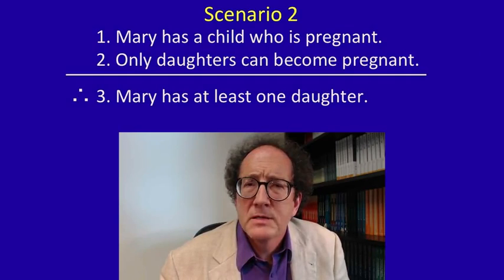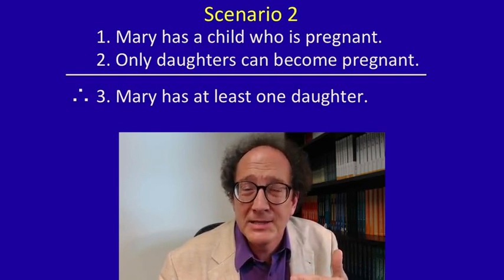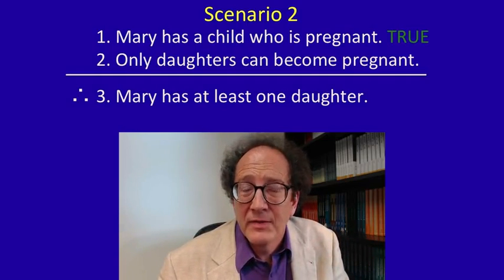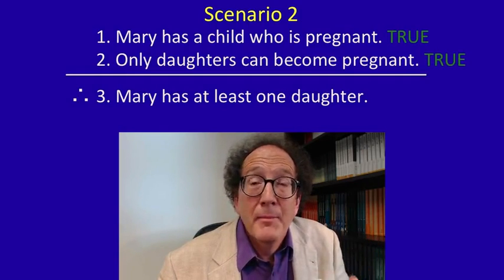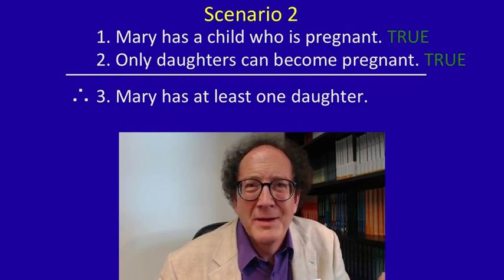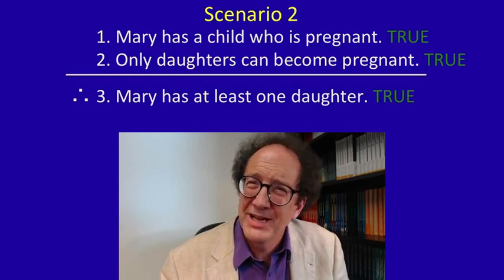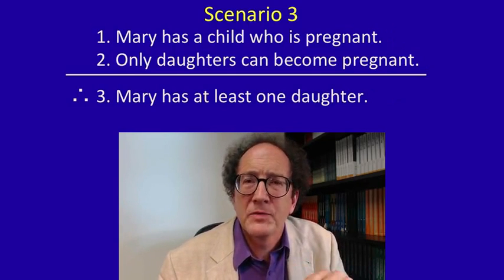Okay, what if Mary has two children? Try that. Try to tell the story that way. Mary has a daughter and a son. Now she's got a child who is pregnant, the daughter, and only daughters can be pregnant, but she has a son. Wait a minute, she's got a son and a daughter, so now the conclusion's true because she does have a daughter, even though she also has a son.